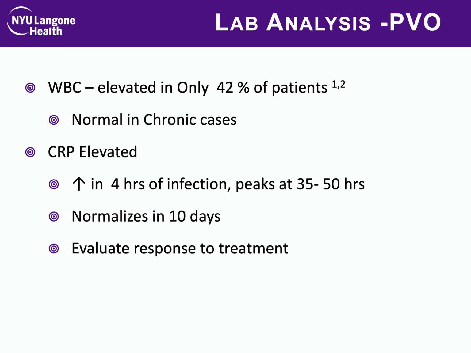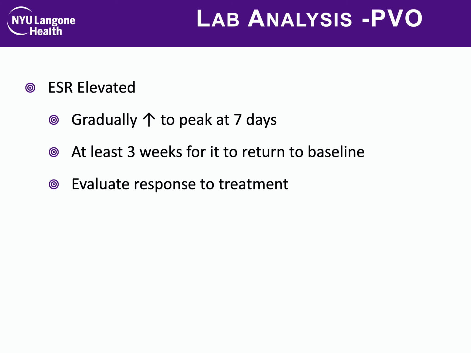The white count is elevated in only 42% of patients, and it can normalize in chronic cases. CRP elevates in 4 hours of infection and peaks between 35 to 40 hours. It can be used to evaluate response to treatment and normalizes in about 10 days. ESR is also elevated and gradually peaks at 7 days. It takes about 3 weeks for it to return to baseline, and also is a very useful tool in evaluating medical response to treatment.